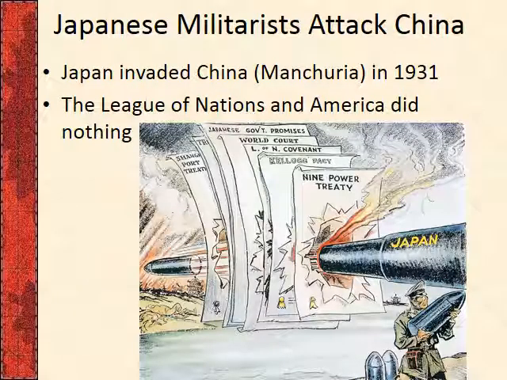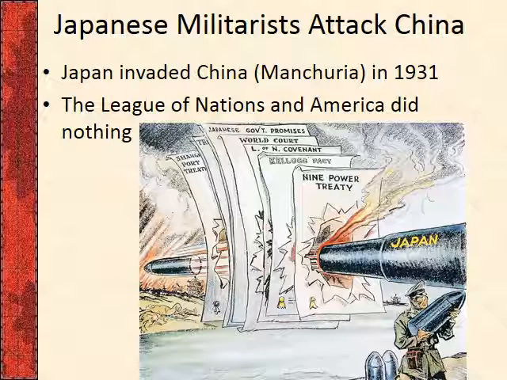Lastly, this is a prelude to World War II. Japan decides to invade China in 1931. They had built a railroad in Manchuria. Basically, it was their open door policy: they're getting stuff from the interior of China, putting it on the railroad to a port, and then sending it to Japan, right?